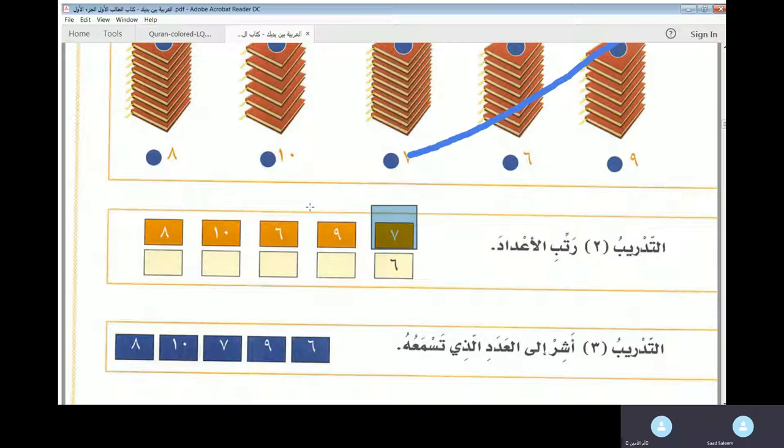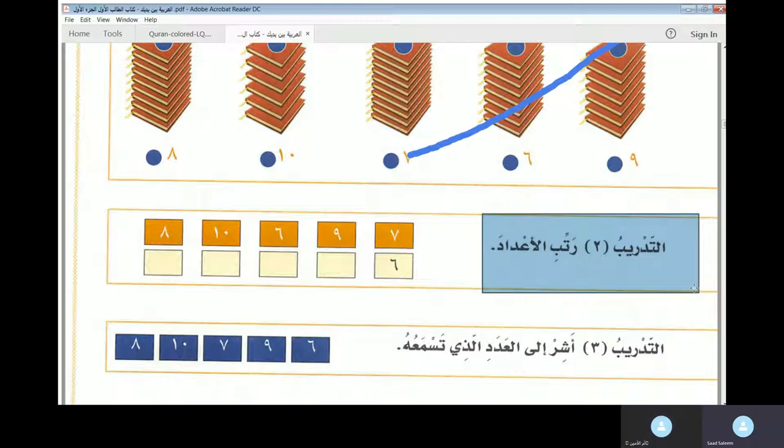Saba. Tis'atun. Sittatun, it is six. Ashratun, ten. Thamaniyatun. Is that eight? Yes.